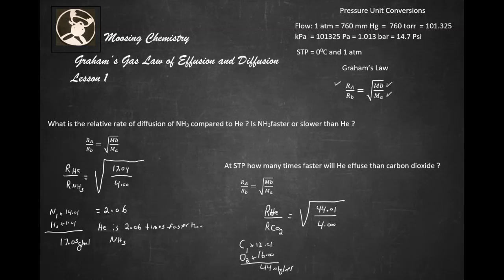So now we're going to do 44.01 divided by 4 and take the square root of that number. That's going to give me 3.32. So helium is 3.32 times faster than CO2, and that makes sense because helium is a lighter gas.